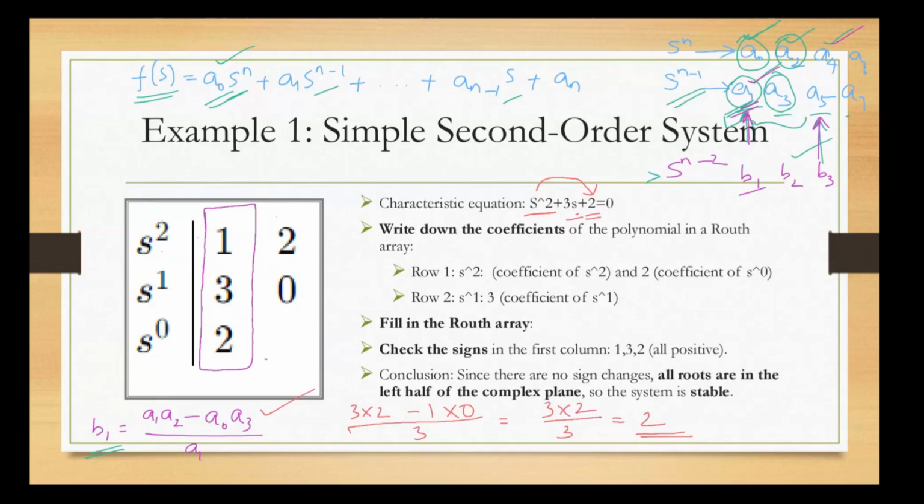We will see examples like that. So here there is no sign change and all the elements are positive. So we have all the roots in the left half of the S plane. That is the conclusion, so the system is stable. This is how we analyze the stability using the Routh-Hurwitz criterion. We start with the characteristic equation and then determine whether the system is stable or not using this Routh-Hurwitz table.